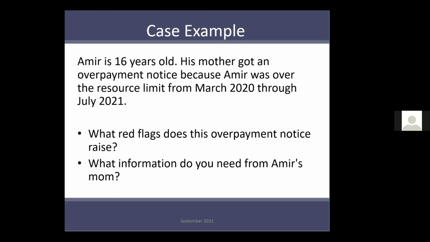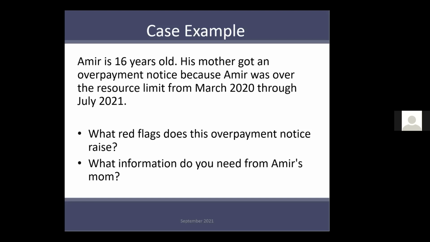Now that we've gone through a lot of the rules, I want to walk you through a case that I had, which has obviously been changed to be made anonymous, but this is a real example. So my client Amir is 16 years old. His mother got an overpayment notice because, hopefully folks know, for minor SSI recipients, the parents' or guardian's income is deemed to the child. So a certain portion of the parental income is counted as the child's income. And his mom got that overpayment notice because Amir was over the resource limit from March 2020 through July 2021.